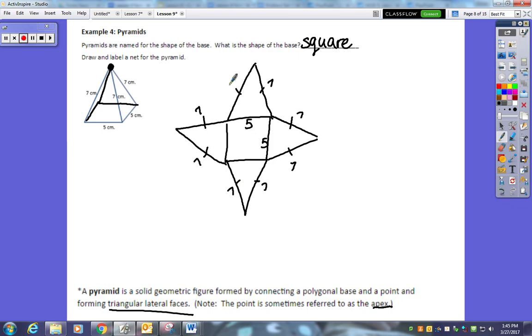So for a pyramid, draw your base and then your triangles coming off of it. Depending upon what your base is, it may have different triangles coming off of it. Okay, so that would be the net for that.